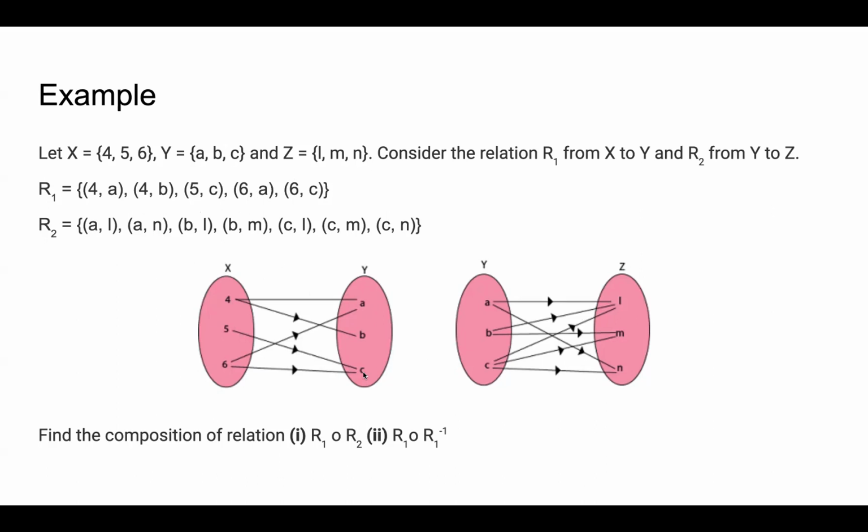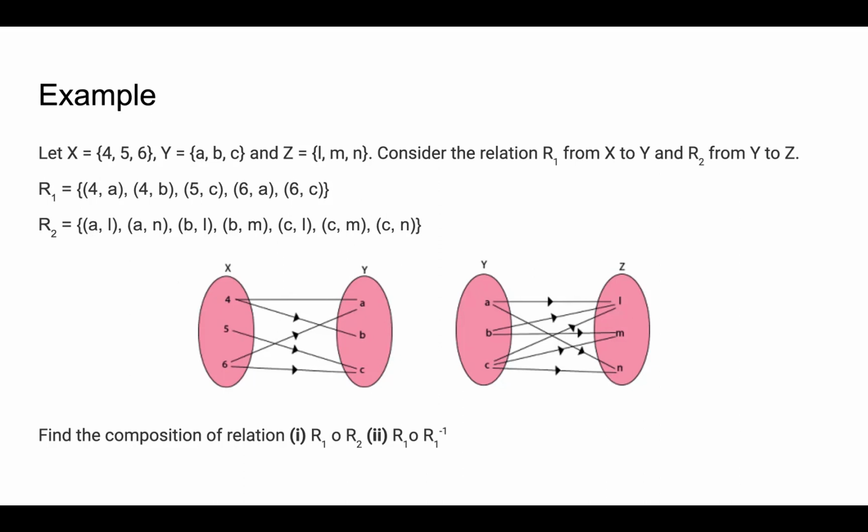Now what is relation R2? A to L is there. Then A to N is there. Then B to L is there. Then B to M, C to L, C to M, and C to N. Okay, this is the example given.